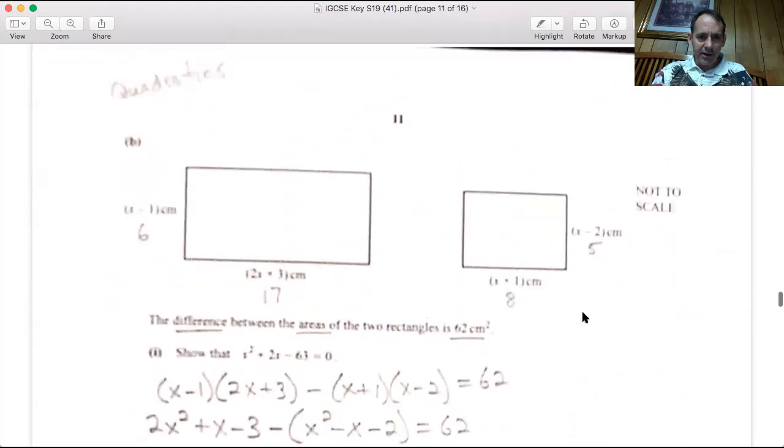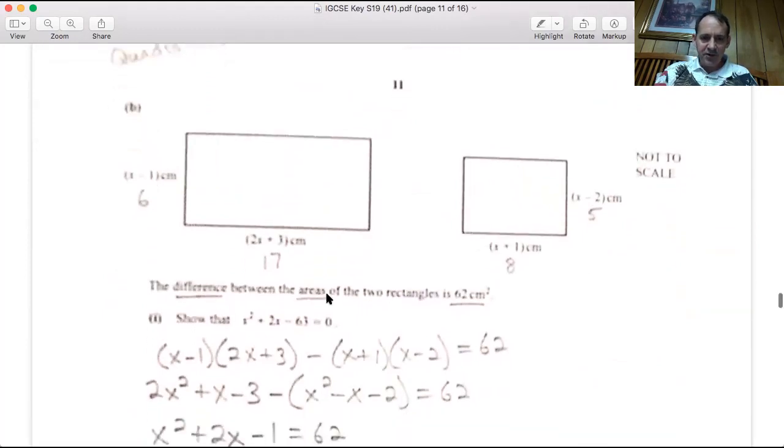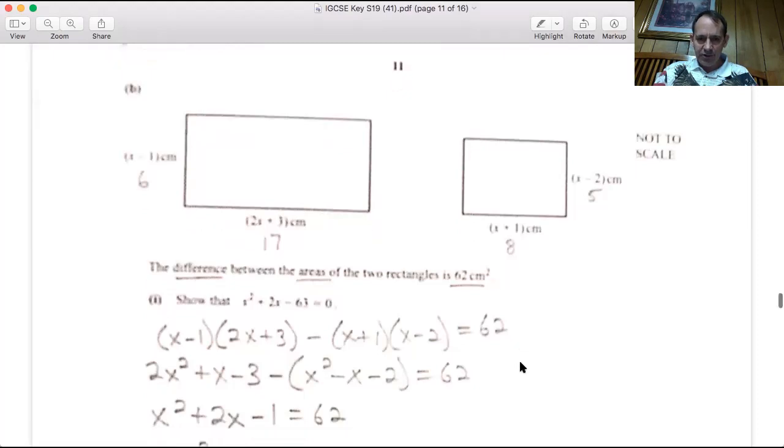Moving on. Sorry, this is a little blurry. This page turned out a little blurry. There's 2 rectangles. This is x minus 1, and this is 2x plus 3. Over here is an x plus 1 and an x minus 2. It says the difference between the areas of the rectangles is 62. Difference means you're subtracting the areas, and that will equal 62.